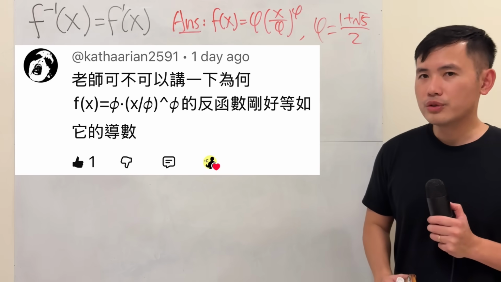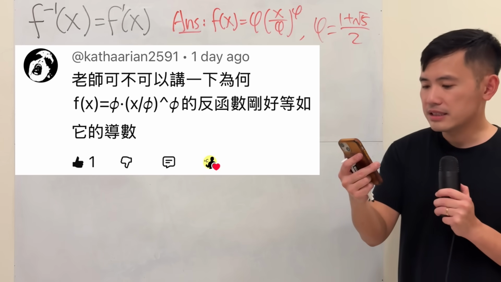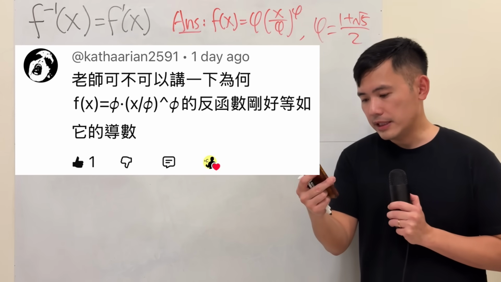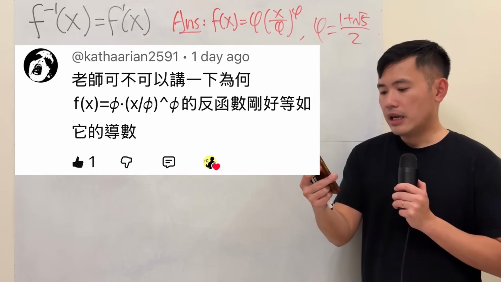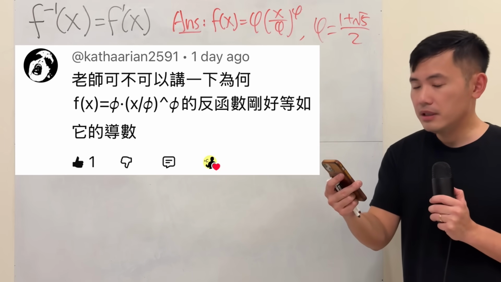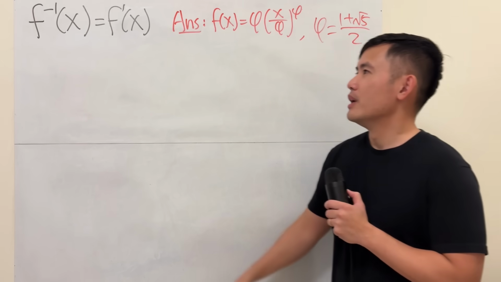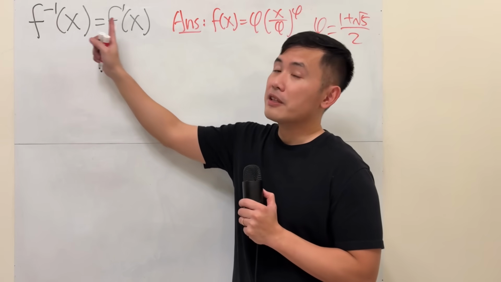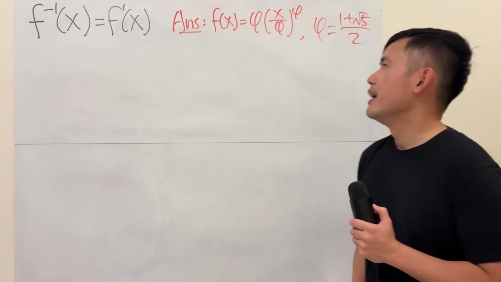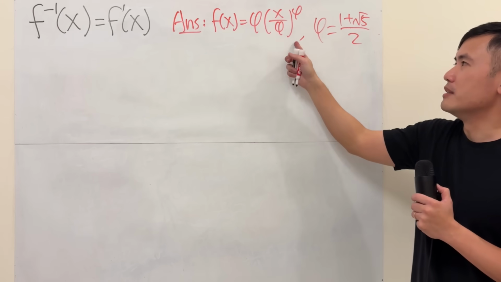So I just got this question from one of my viewers. It says, "Teacher, could you please explain why this function, its inverse happens to be its derivative?" This is a very interesting question. Let's have a look. What we are trying to do is solve this functional equation. And the comment gave me the answer, which is this.